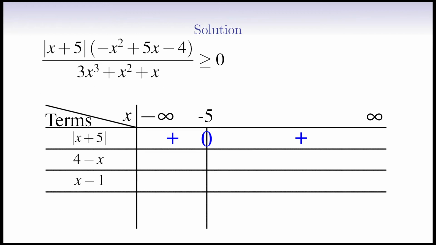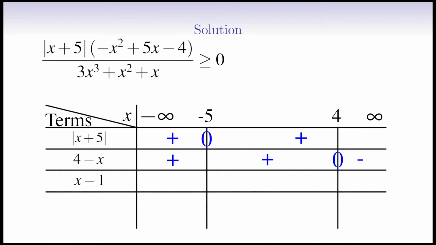Obviously, the term 4 minus x is 0 at 4, so we put a 0 here at x equal to 4. This term is negative when x is larger than 4, so we'll put minus sign here. And, it's positive when x is smaller than 4, so we put a plus sign for all intervals of x less than 4. Similarly, we put the term x minus 1 in the table.